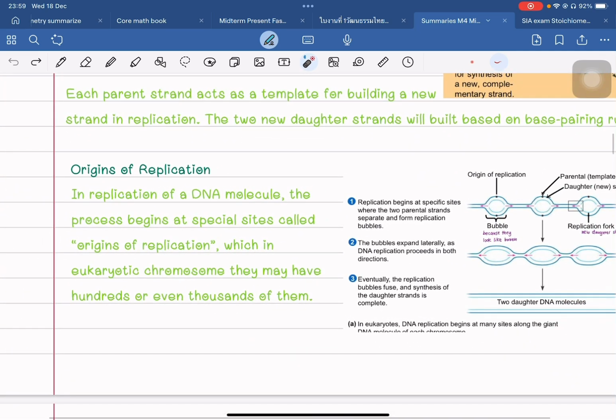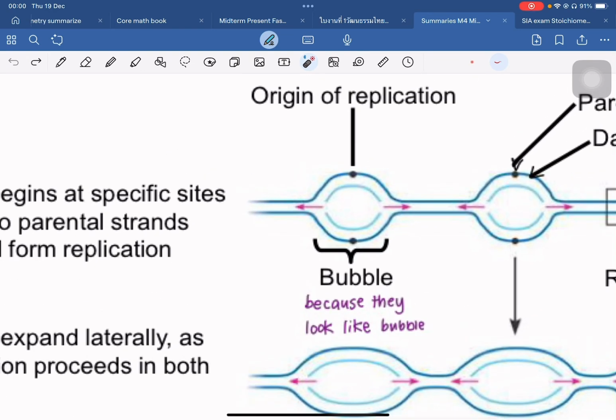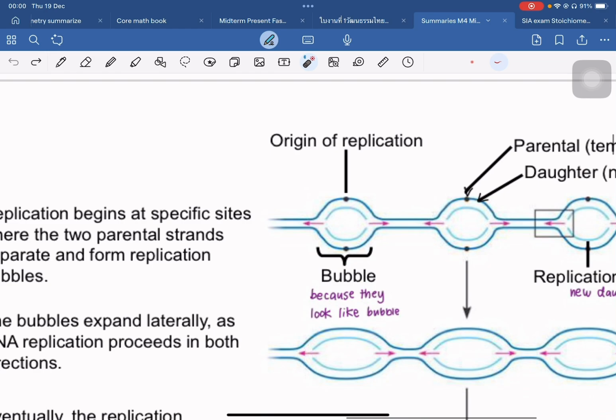Next is about the origins of replication. In replication of DNA molecules, the process begins at special sites called origins of replication, which in eukaryotic chromosomes may number in the hundreds or even thousands. When the double helix separates, it creates bubbles, and these are called origins of replication because that is where the replication starts.